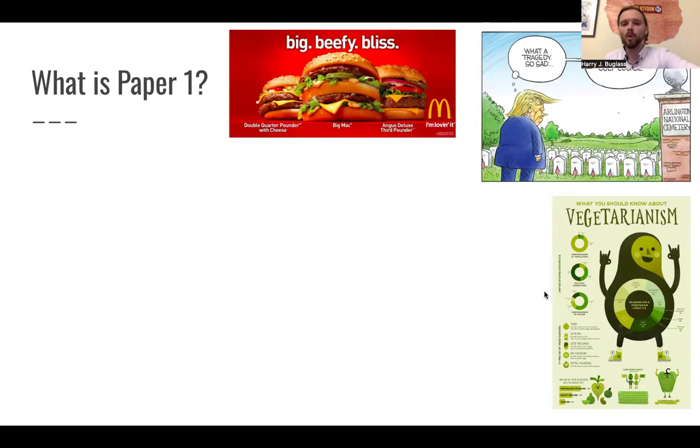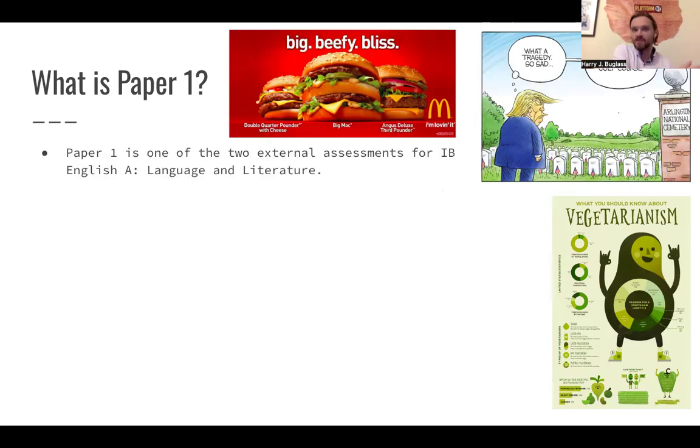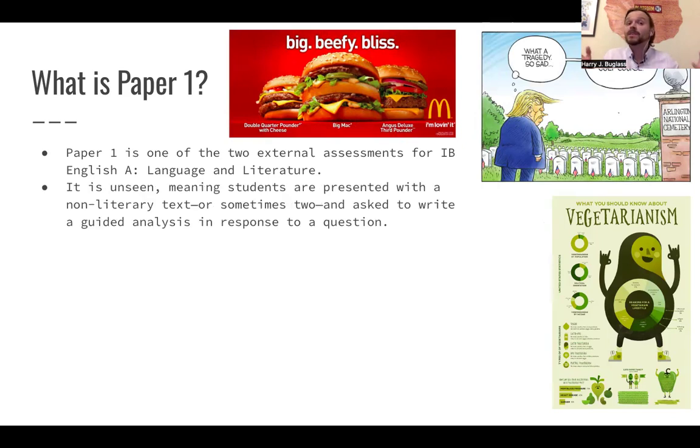So, what is paper 1? Paper 1 is the first of 2 externally assessed assessments. You'll sit it at the end of your 2nd year, grade 12, year 13, and it assesses language. You can see 3 extracts here. It's unseen, which means you're given a non-literary text. For higher level, you have 2, and you're asked to write a guided analysis.